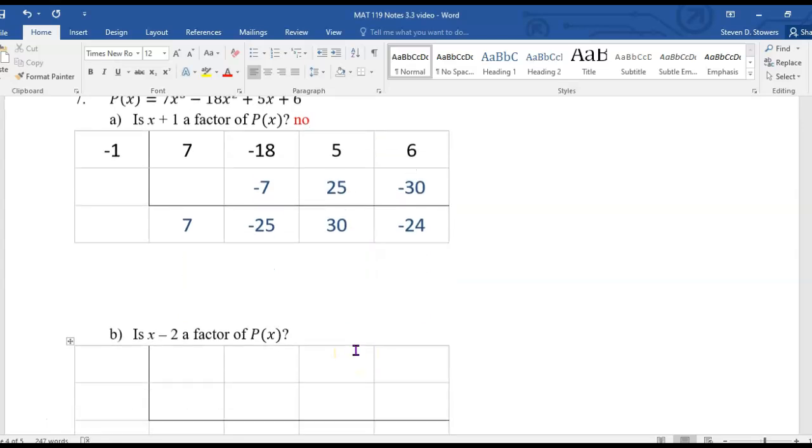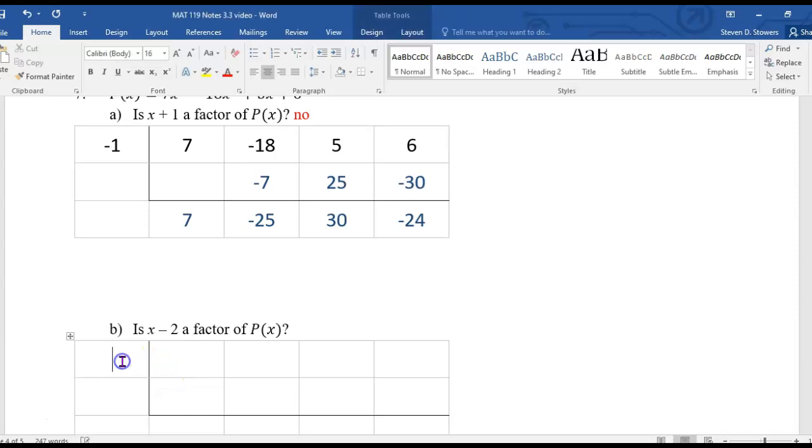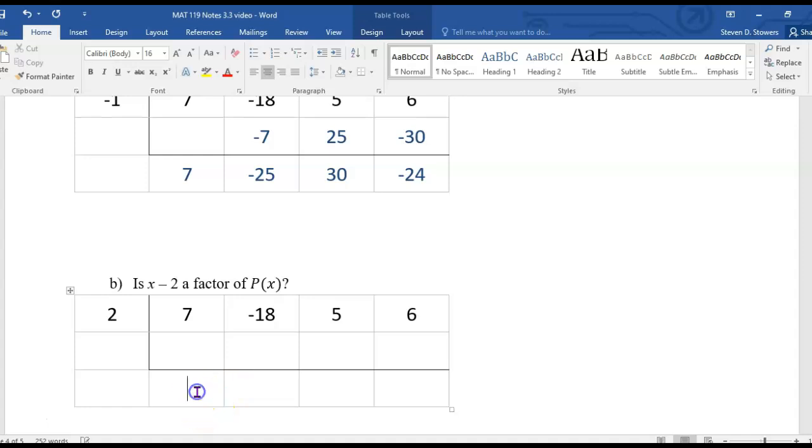What about x minus 2? Is that a factor? Well, let's try it. If we're dividing by x minus 2, what number do we put out in front? 2. And we put 7 and negative 18 and 5 and 6. And bring down the 7.